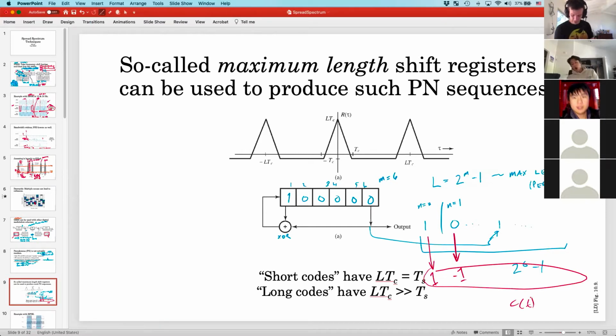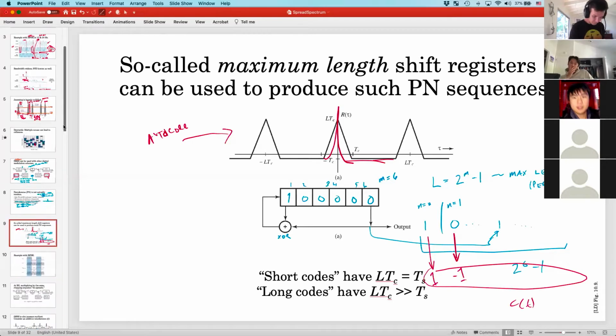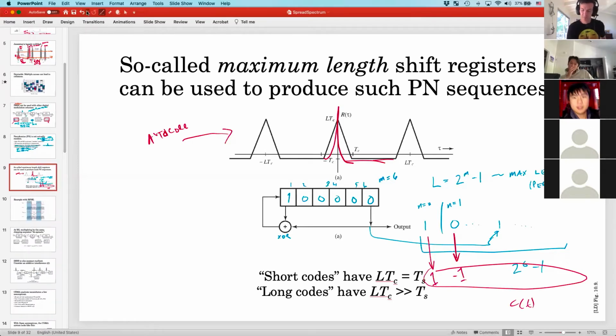And so the cool thing about the codes generated by maximum length shift registers is that they have these autocorrelation functions that, if you squint, look kind of impulsy, right? They have to be periodic because the signal itself is periodic. But as the chip period diminishes, this thing gets narrower and this thing gets nice and flat. So they've got that going for them. Questions so far?